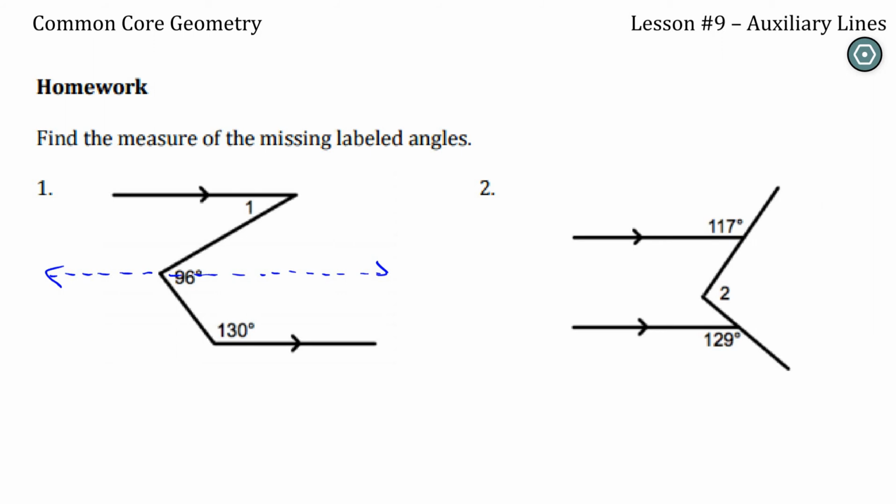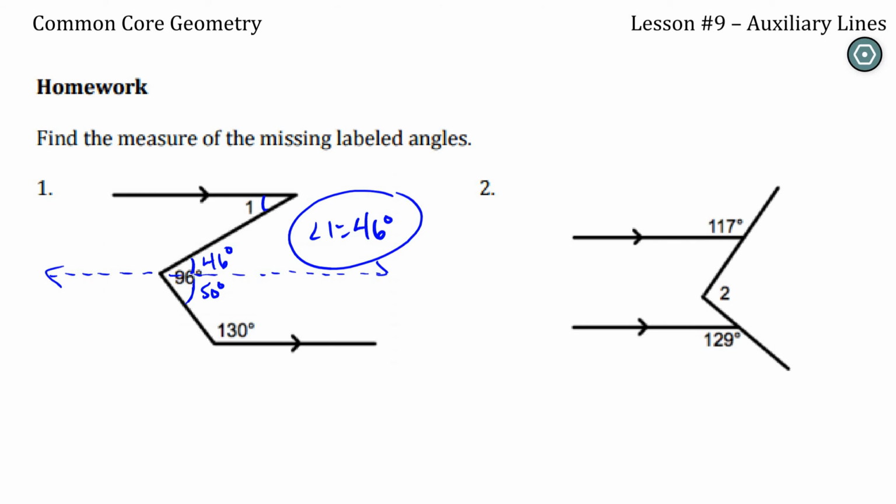So this angle of 130 is on the same side as this piece here, so they are going to be supplements, making this 50. Well, if that's 50, the other angle must be 46 to make the whole angle of 96. And then that angle of 46 and this angle of 1, well, they're alternate interior, so they're the same size.